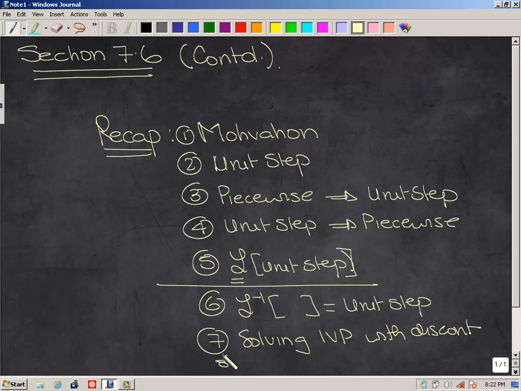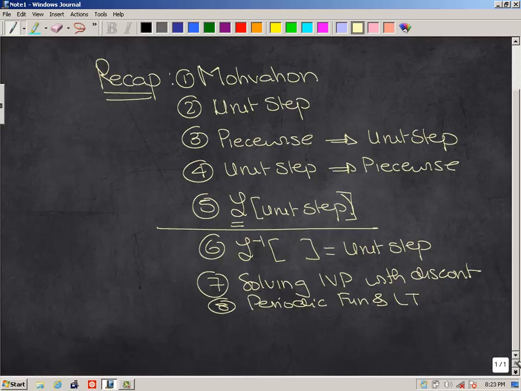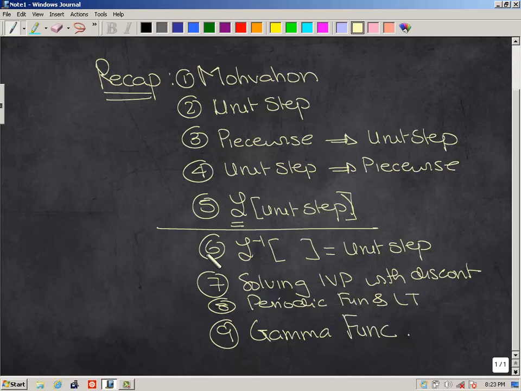And lastly, we'll take a look at periodic functions and Laplace transforms. And if we have time, I will also talk about the gamma function, which is a really important function in science. So these are the four things that are left. It depends upon time whether we do the last thing or not, but that's what's left.